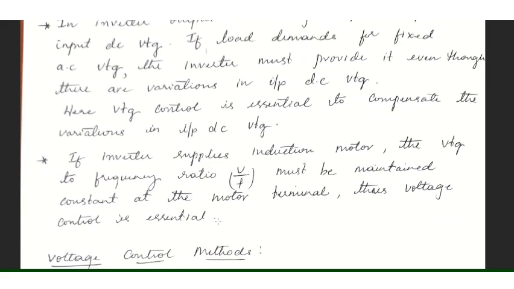All right. Also, in a situation where the inverter supplies an induction motor, we know that the voltage to frequency ratio has to be maintained constant at the motor terminals, right? So even in this situation, the inverter should be able to provide this constant voltage and frequency ratio. So in these situations, the voltage control comes into picture in inverters.